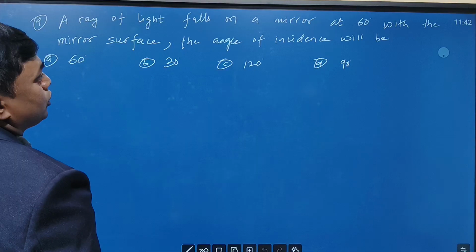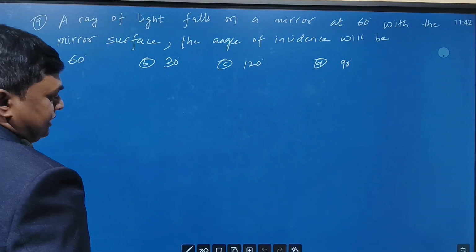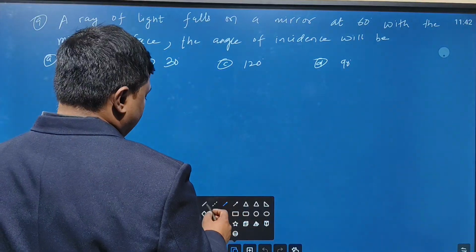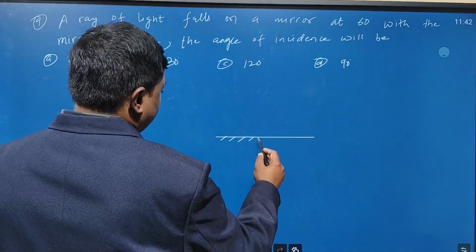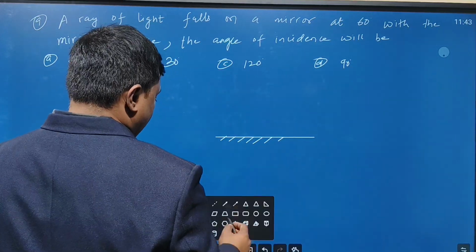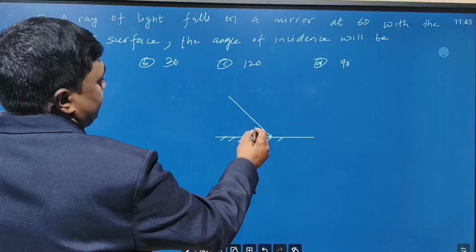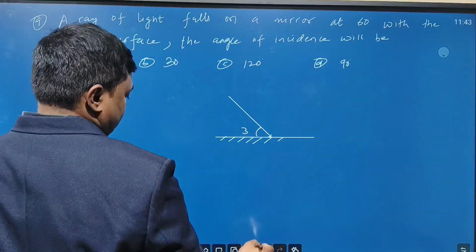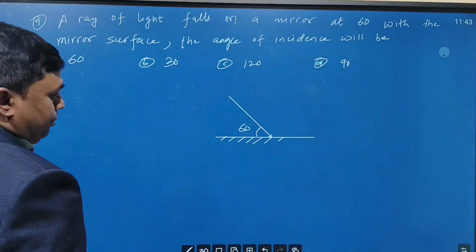A ray of light falls on a mirror at 60 degree with the mirror surface. The angle of incidence is. Try out this question. This is a plane mirror, and a ray of light is making an angle of 60 degree with the plane surface. Means this angle they have given is 60 degree. They are asking what the angle of incidence will be.